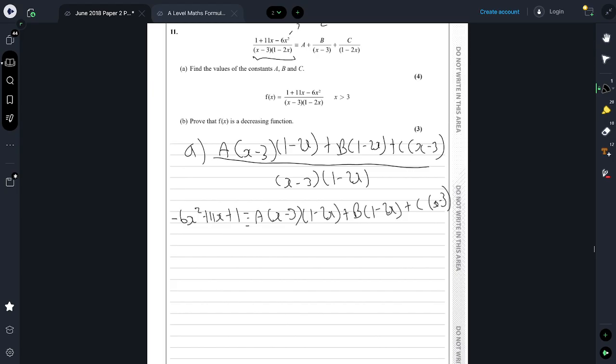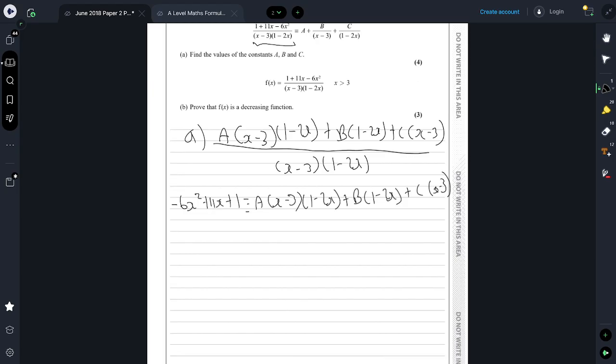Now there's two ways of doing this. You can compare coefficients: you expand every bracket here and you'll get a quadratic expression. Or you could just use substitution, considering three different values of x. I'm going to use that method. The best way to do this is to work out, initially anyway, only one value, one number here, so we can easily solve it.